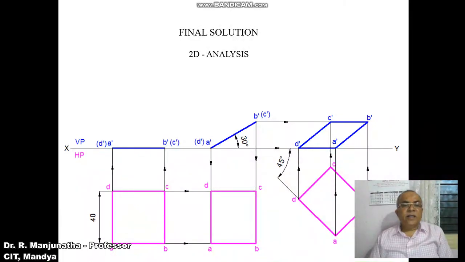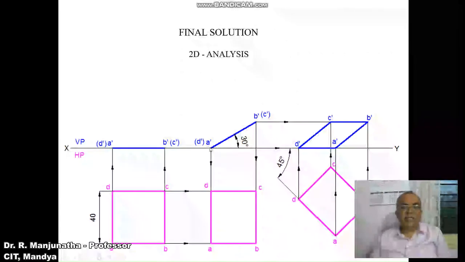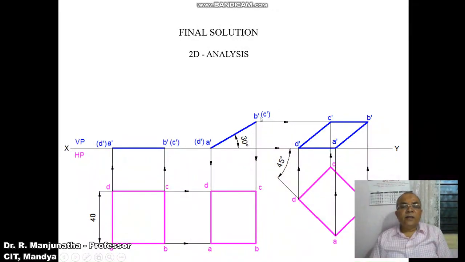Then consider any convenient distance on the XY line at some distance from the first position front view, and mark these points as A dash and D dash. Take the protractor and measure an angle of 30 degrees with respect to the XY line from the center point of A dash D dash, and draw an inclined line. By using the compass, transfer the distance A dash to B dash from the first position front view, and in the second position, with A dash D dash as center, cut an arc on this 30 degree line. Then mark this point as B dash and C dash in bracket.